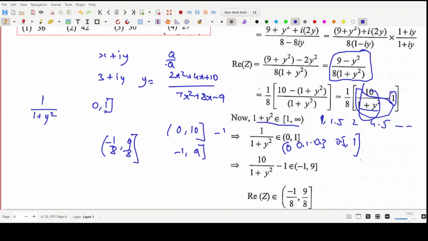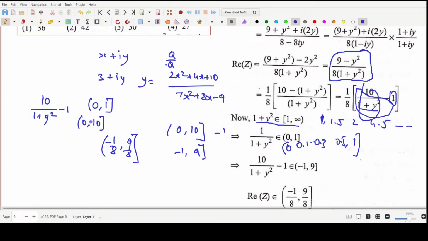0 and 1, right? 0 and 1. And then 10. Okay, it is 0 to 10, right? Yeah. If you do minus 1 here, you will do minus 1 here also, right? Minus 1 and 9. Oh, okay, sir. I get it now.